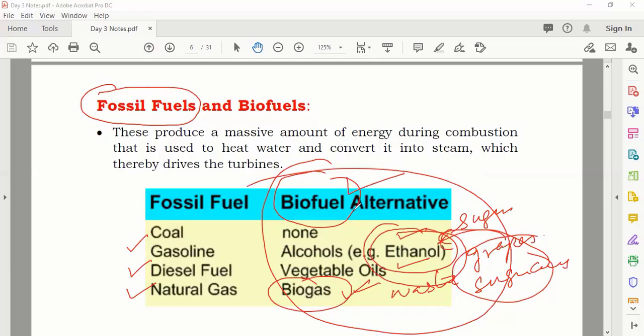Any confusion till here? The difference between fossil fuels and biofuels? No. Okay.